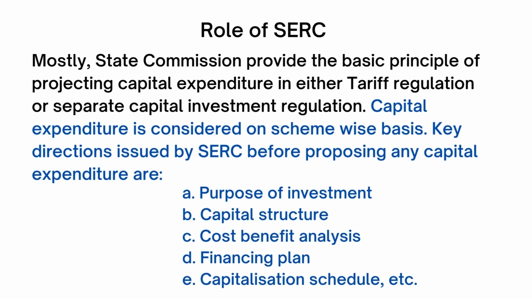Moving forward, we will understand the role of the State Commission in approving capital expenditure of distribution companies. Mostly, the State Commission provides the basic principle of projecting capital expenditure in either tariff regulation or separate capital investment regulation. Capital expenditure is considered on a scheme-wise basis. Key directions issued by the State Commission before proposing any capital expenditure are purpose of investment, capital structure, cost-benefit analysis, financing plan, capitalization schedule, etc.